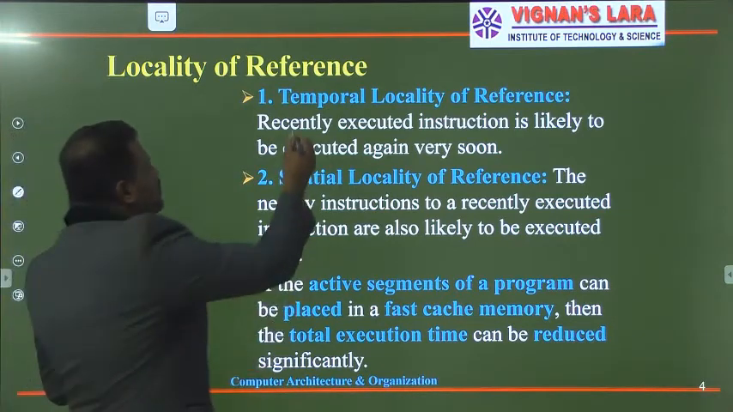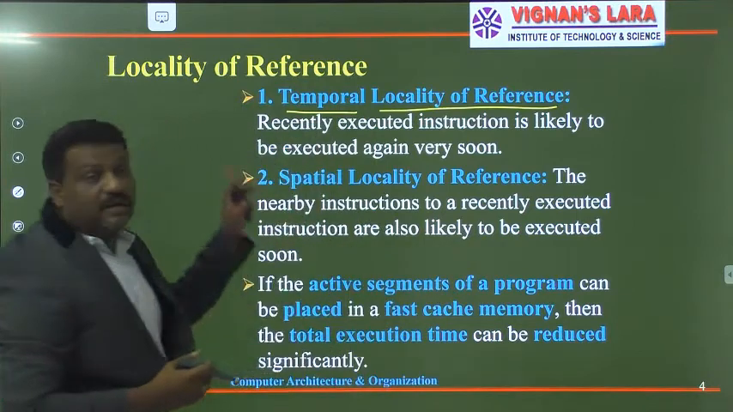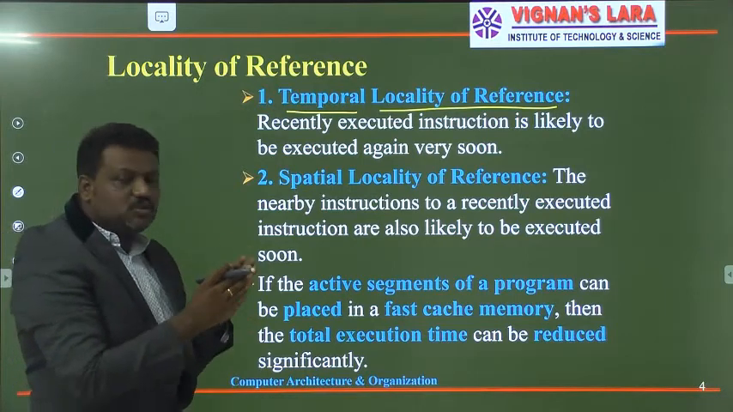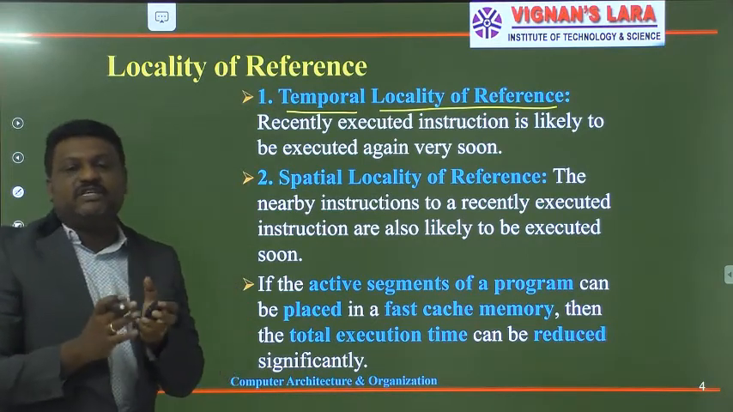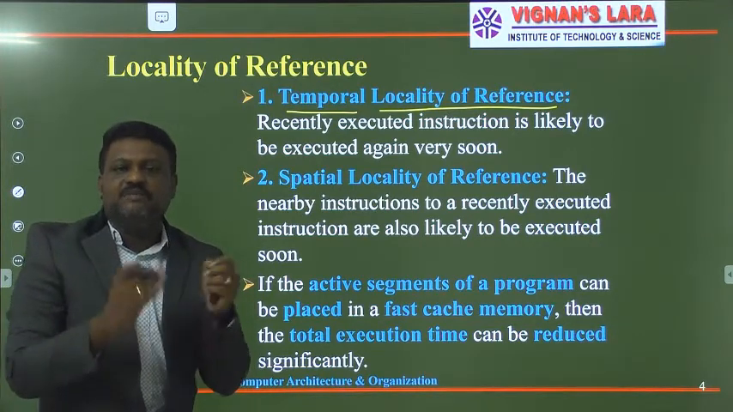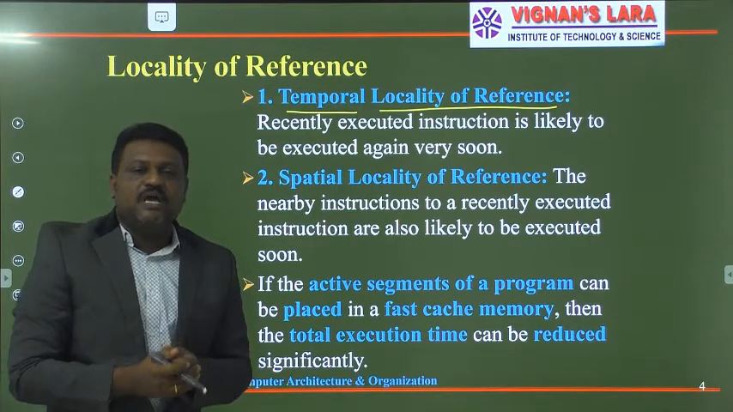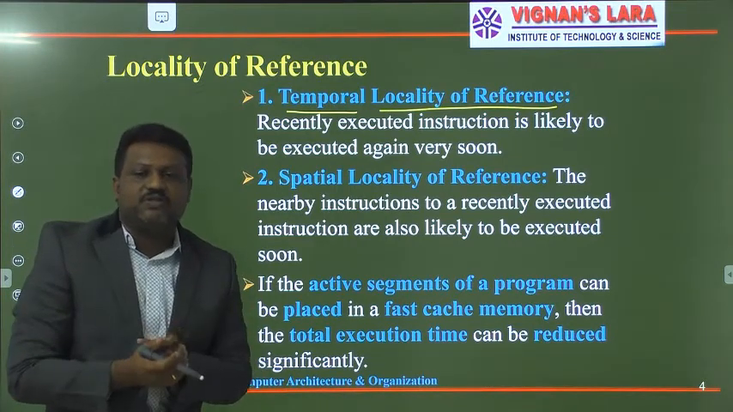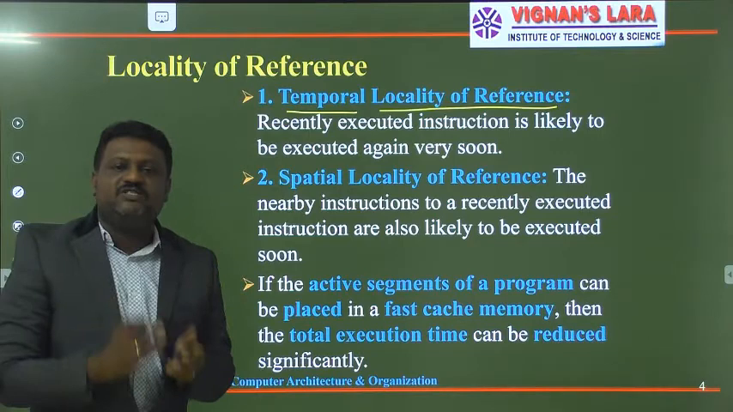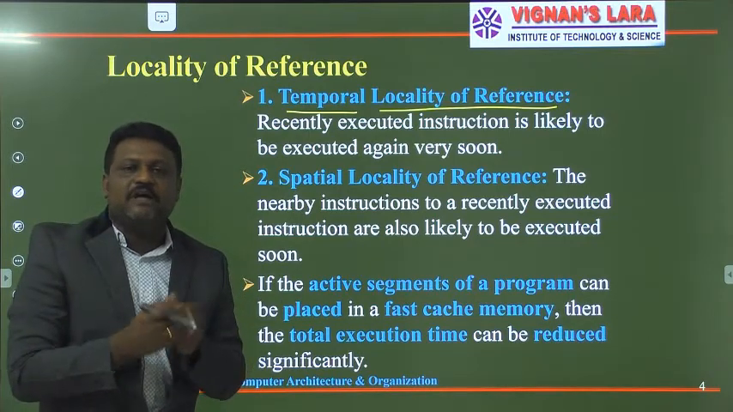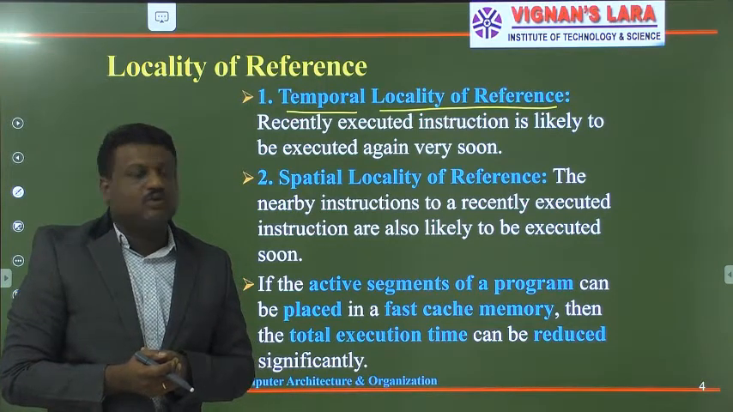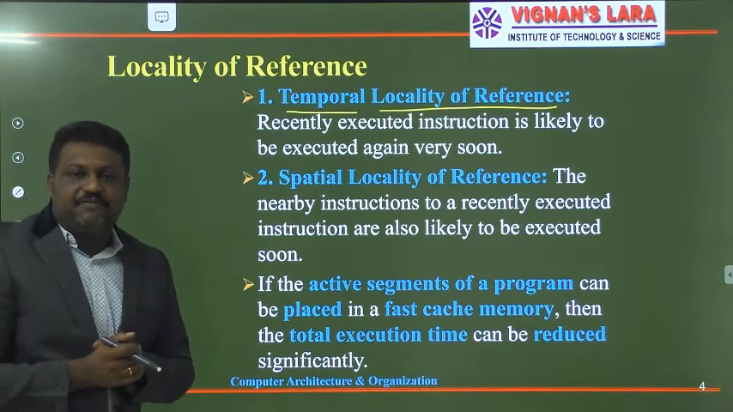In the first case, temporal locality of reference, it is like this: a recently executed instruction is likely to be executed again very soon. That means whatever instruction was executed by the CPU, we keep that instruction in the cache. In the near future, my CPU may ask for the same instruction again, so I need not send it back to main memory. I keep that instruction in the cache, because my CPU executes it repeatedly. That indicates temporal locality of reference.